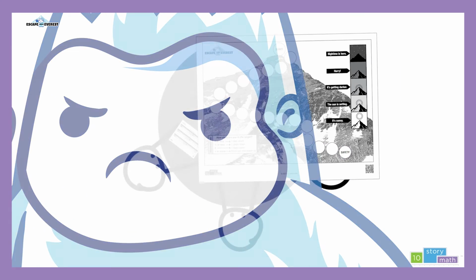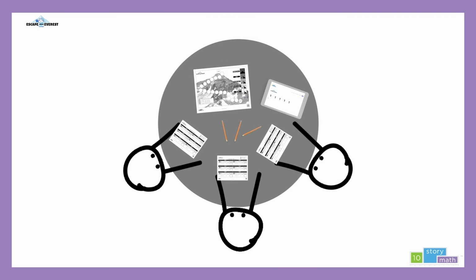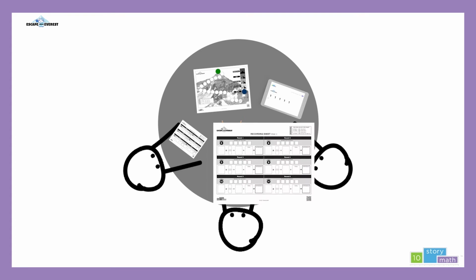Let's get ready to play. Place one of your tokens at the starting spot on the game board and place one of your tokens in the box that says, "It's sunny" on the daylight tracker. So, how do you take those steps down the mountain? Let's start with the recording sheet.